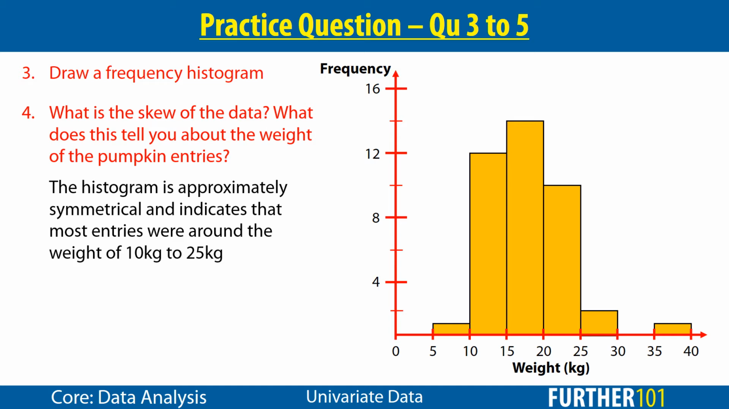Now what this indicates is that most entries were around that 10 to 25 kilogram range. We can clearly see that here. There weren't many on either side of that. There were a couple that were above 25 and a couple below 10, but the majority are in that sort of middle area.